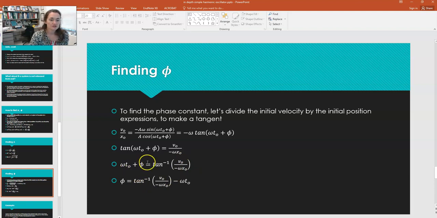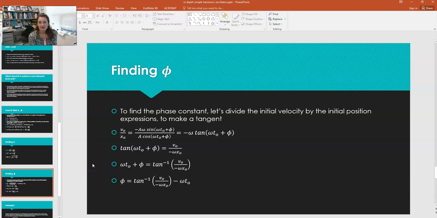Now, just subtracting omega t naught from both sides, I have an expression for the phase constant, and that's equal to the inverse tangent of v naught over minus omega x naught, minus omega t naught. Of course, if your initial time t is equal to 0, the second term disappears, and that makes it even simpler.